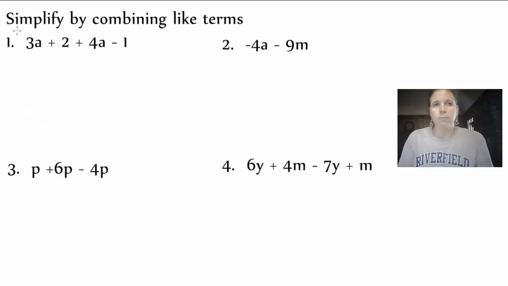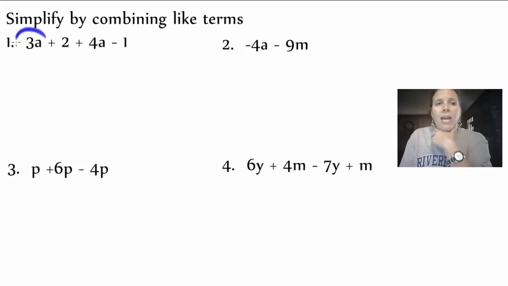Simplify by combining like terms. So now we're going to simplify a little more. We have to look. The easiest thing I have found is to circle, underline, because sometimes I might give you a problem that's as long as the page, and you have to keep them straight. So if I have 3a, I have to look, what else is a like term?